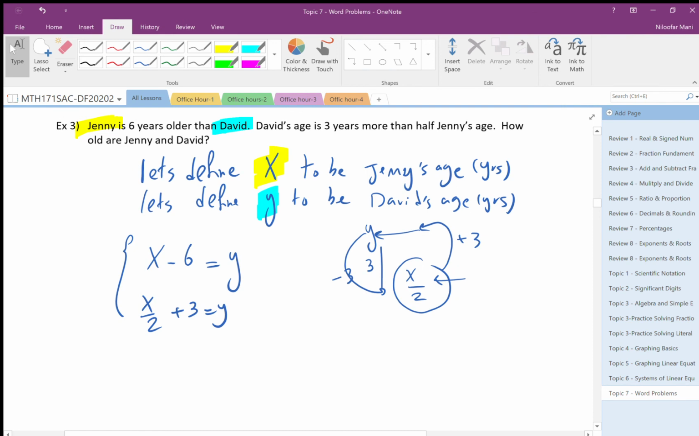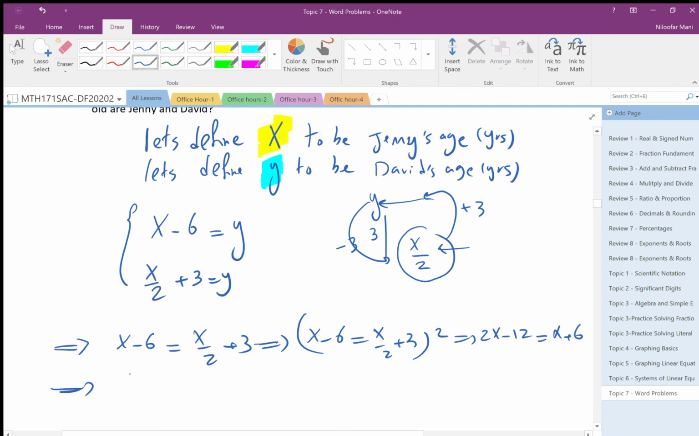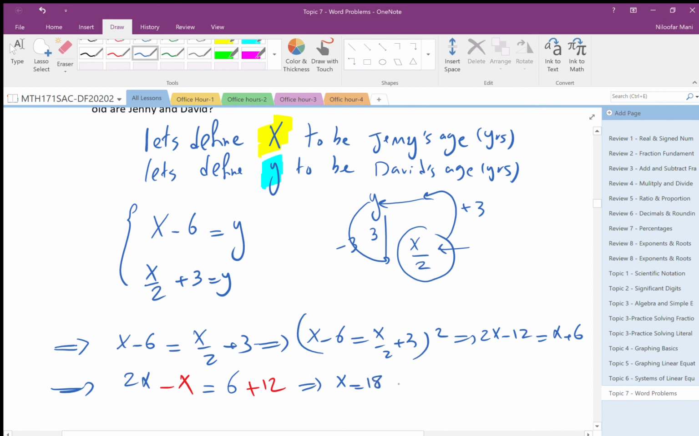It's easy for me to put them equal because both of them are Y, like substitution. So X minus 6 is X over 2 plus 3. I multiply both sides by 2. Next step, 2X minus 12 is X plus 6. Next step, 2X minus X is 6 plus 12. So X is 18, which is Jenny's age. How about Y? Y is X minus 6, which is 12.